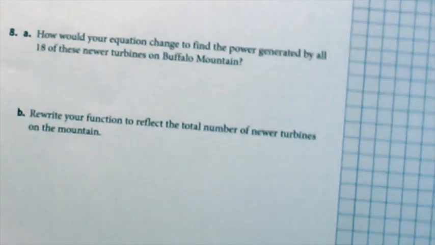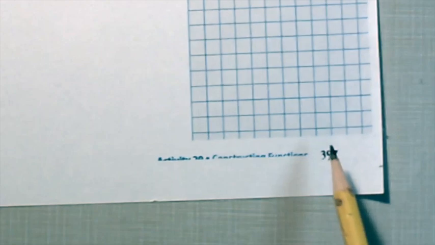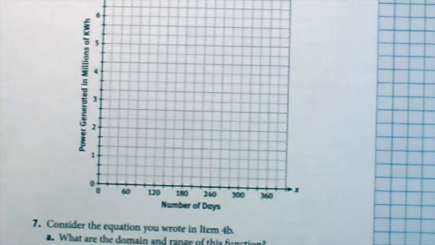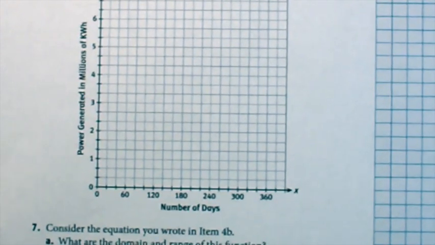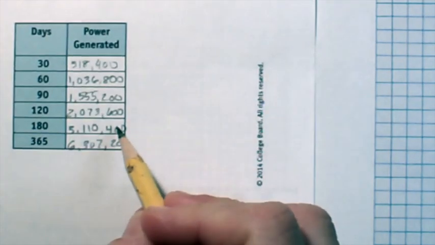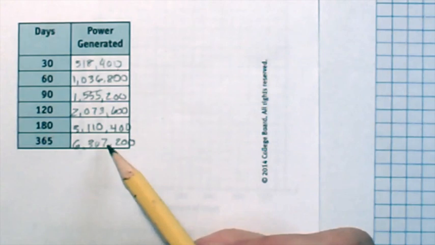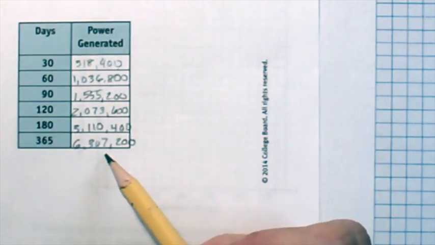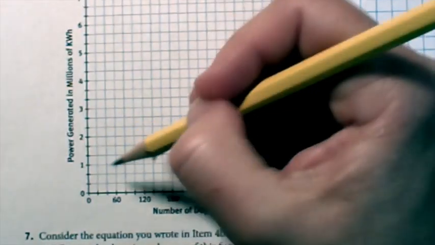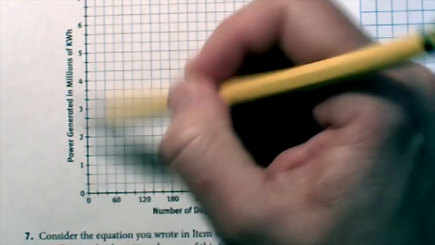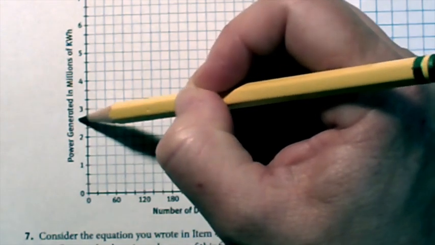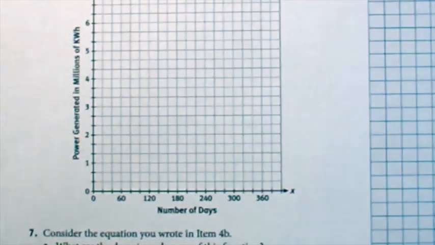We're on page 397. Page 397. We are now going to graph our table that we did in the last one. So the table has the number of days as the input, and the power generated as the output. And these are enormous numbers. It would be very hard to graph these. But look at the y-axis, how they labeled it. So they labeled it power generated in millions of kilowatt hours.